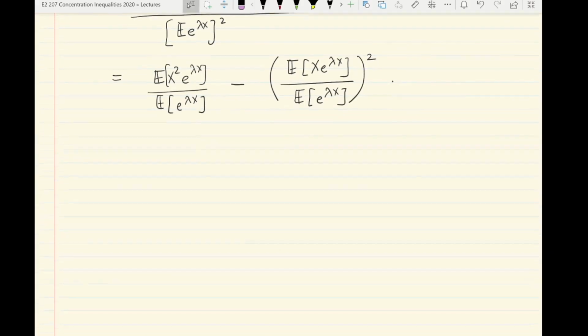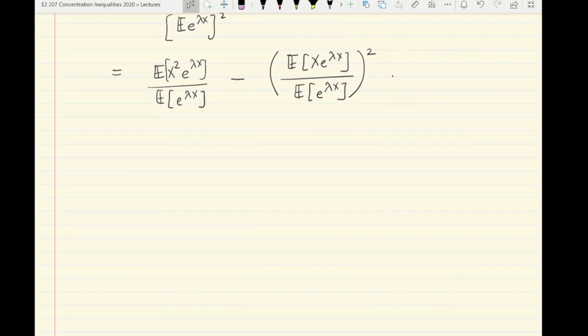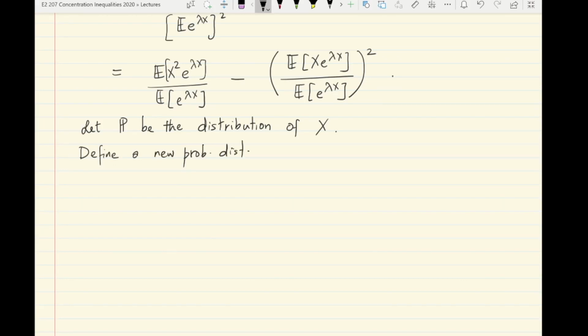So now we'll do something non-trivial. Let P be the distribution, or probability measure, of the original random variable X. Okay, let's define a new probability distribution Q on the same space of values that X takes, using the following formula.